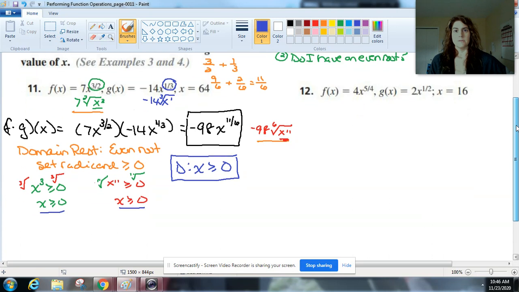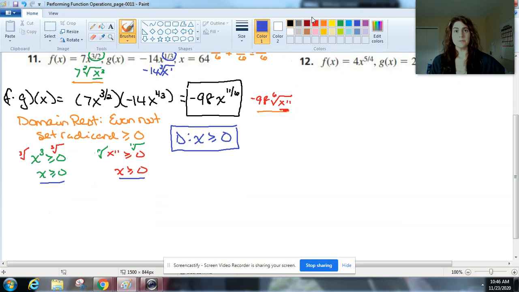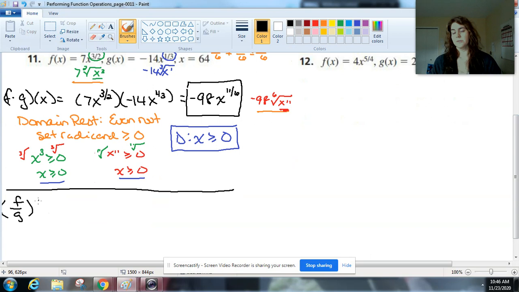Okay, I'm going to scroll down so I have space here. Now I'm going to look at dividing them. So again, with dividing fractions, or functions, we're going to leave them in the fraction form. Obviously reduce what we can.